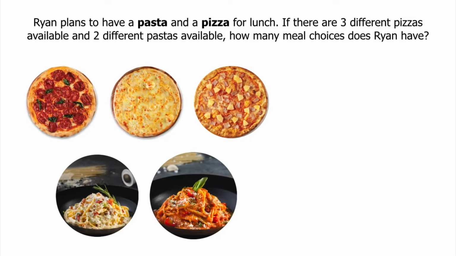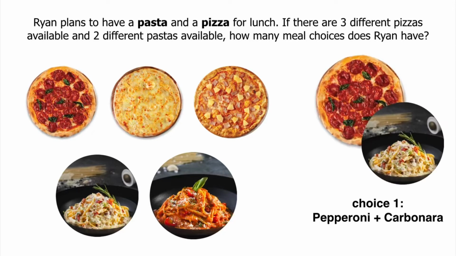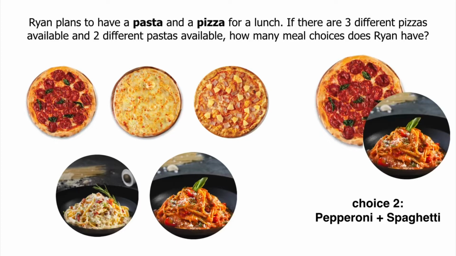Ryan plans to have a pasta and a pizza for lunch. If there are 3 different pizzas available and 2 different pastas available, how many meal choices does Ryan have? Let's have an example of Ryan's meal choice. So one example is it can be a pepperoni pizza plus carbonara. Or another example can be a pepperoni pizza, still a pepperoni pizza, but this time his pasta is a spaghetti.